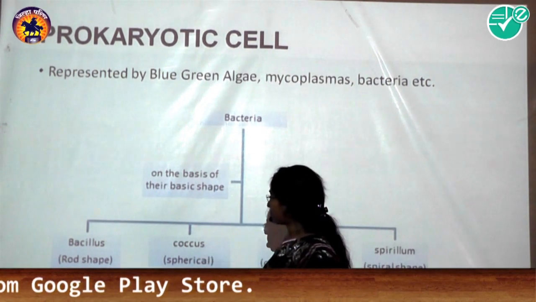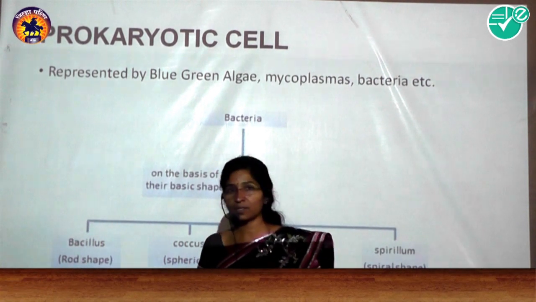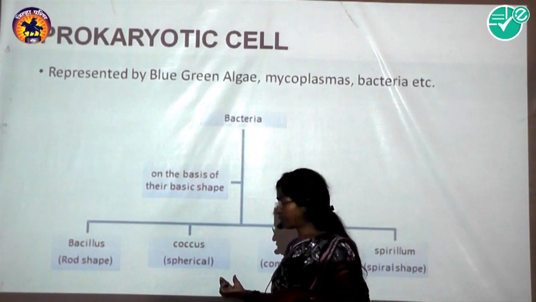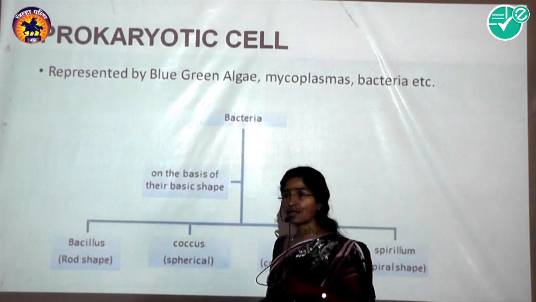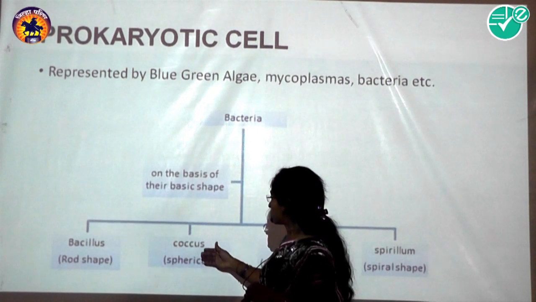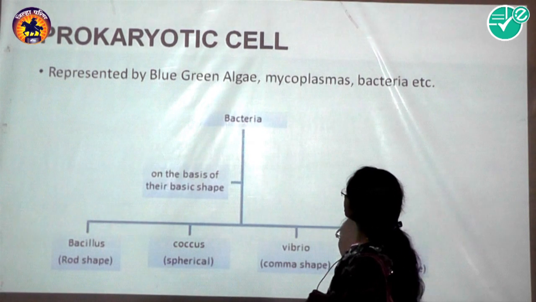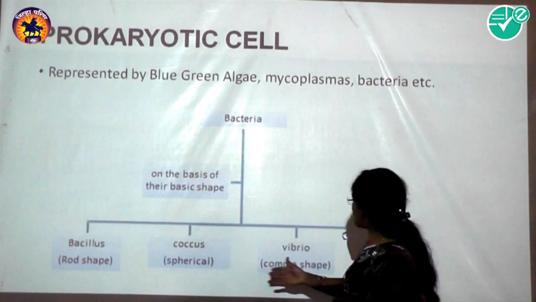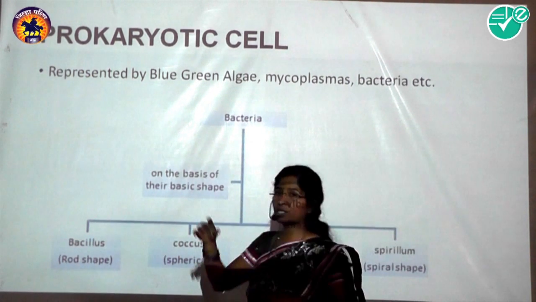If a single sphere is there, then it is called coccus. If two spheres are joined together, these are called diplococcus. And then streptococcus, like that. Coccus also has further types. So there are four types of bacteria on the basis of basic shape: bacillus, coccus, vibrio and spirillum.